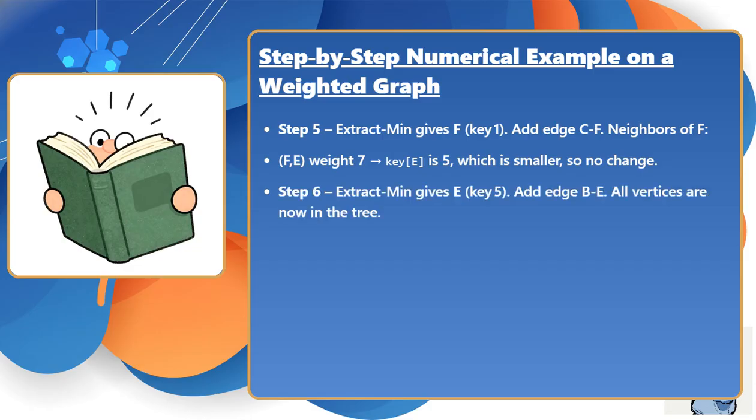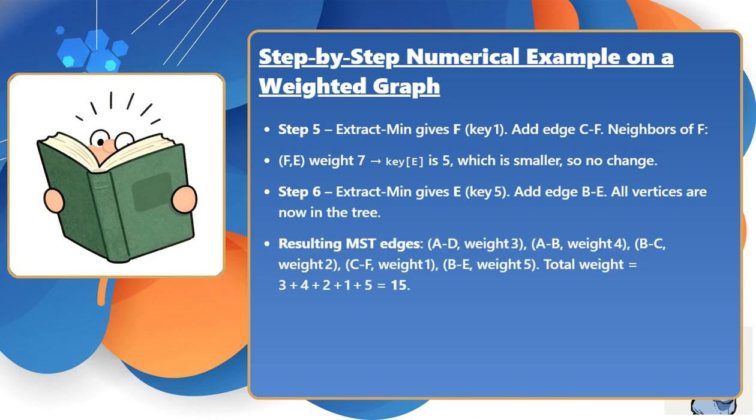Step 6. Extract minimum gives E with key 5. Add edge B dash E. All vertices are now included in the tree. The resulting minimum spanning tree edges are A dash D with weight 3, A dash B with weight 4, B dash C with weight 2, C dash F with weight 1, and B dash E with weight 5. The total weight is 3 plus 4 plus 2 plus 1 plus 5 equals 15.